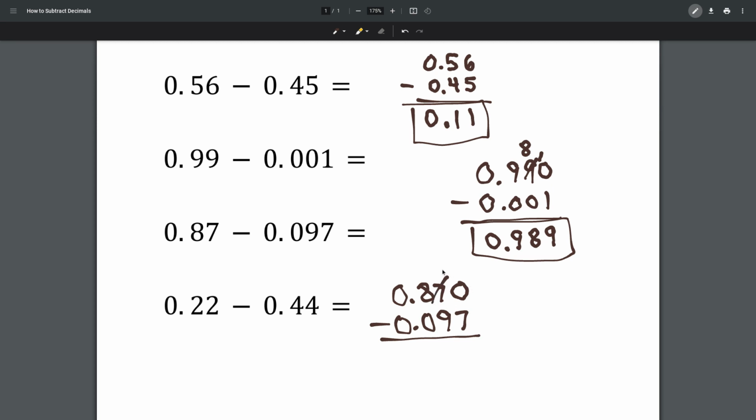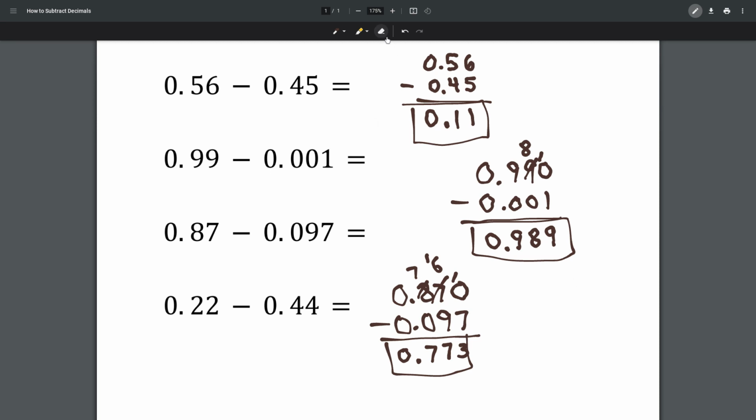I'm going to start off by borrowing from the 7. I'll write a 6, make this 10 minus 7, which is 3. Can't do 6 minus 9. I'm going to have to borrow from the 8. So now I do 16 minus 9. That's going to give me 7. 7 minus 0 is 7. And 0 minus 0 is 0. So we're done with this particular problem, 0.773 for our solution to that one.